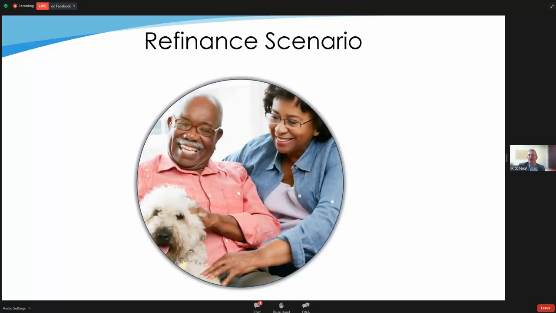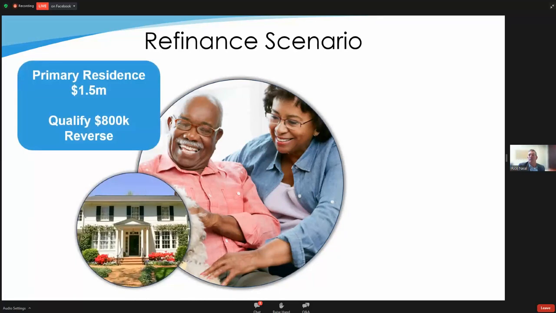So let's take a look at a scenario here. Here we have Mr. and Mrs. Smith. Both are 74 years old. They want to remain in their home, but they'd like to purchase an additional property like a vacation home or rental property. So by using a reverse, the Smiths will be able to borrow against the equity in their existing home, which is owned outright, and use those funds to purchase their additional home.